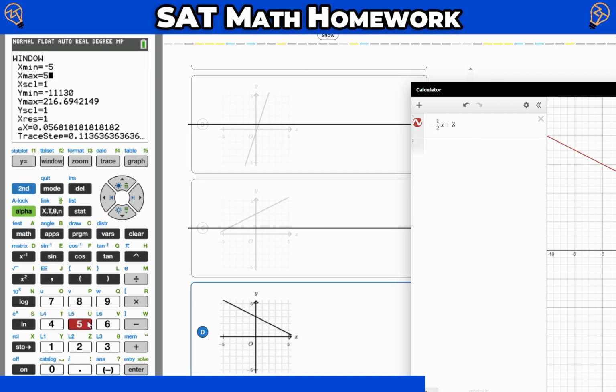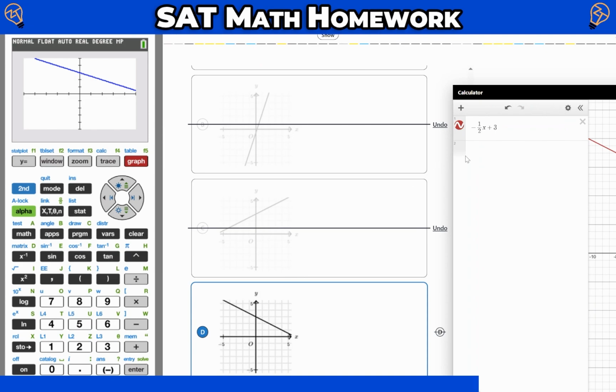I'm going to go +5 for the max, enter. I'm going to count by ones. That's what the scale is. And then I'll go down here, same thing. I'm going to make sure I use the negative key. I'm going to go from -5 to 5, counting by ones on the y. And that way, when I graph it, it really looks just like answer option D.